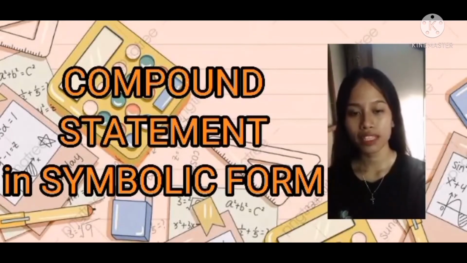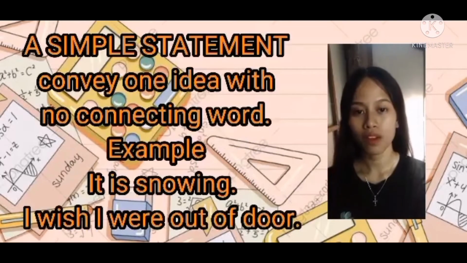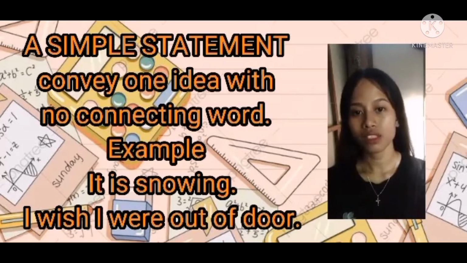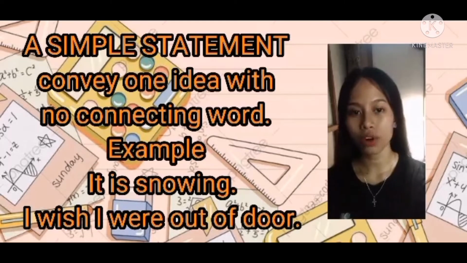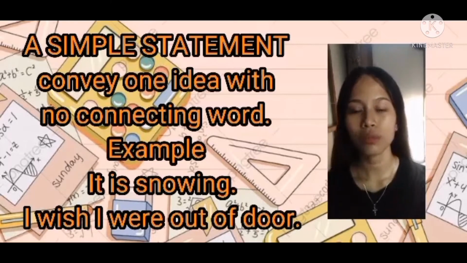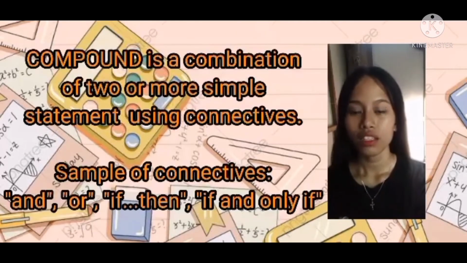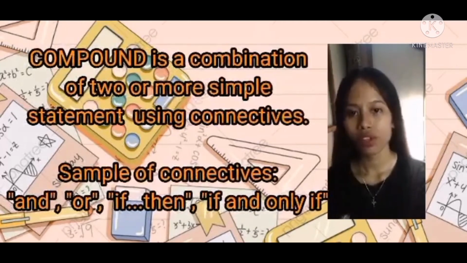Compound statements in symbolic form. A simple statement conveys one idea with no connecting words. Example: it is snowing. This is an example of a simple statement. Next is, I wish I were out of doors. This is also an example of a simple statement with no connecting words. So let's proceed to the compounds.